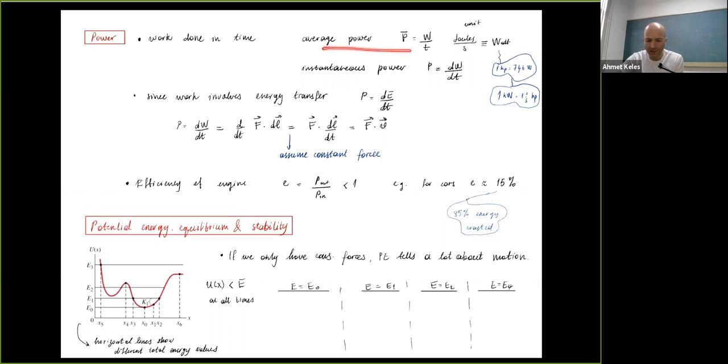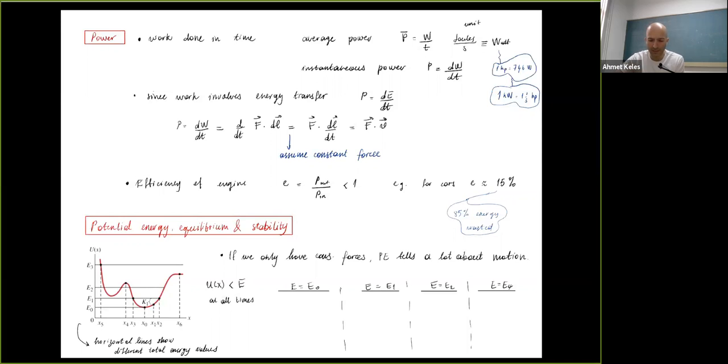Now from this average power, we introduce instantaneous power as the derivative, exactly what we did for all the physical quantities so far. Since work involves some sort of energy transfer, we saw that work is like energy, and when you do work, you transfer energy from the worker to the workee, if you like.